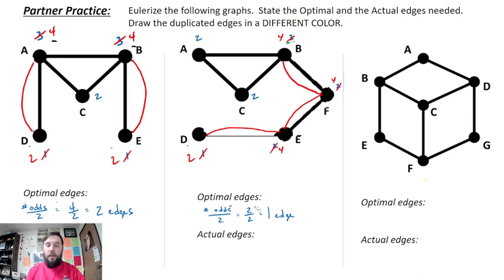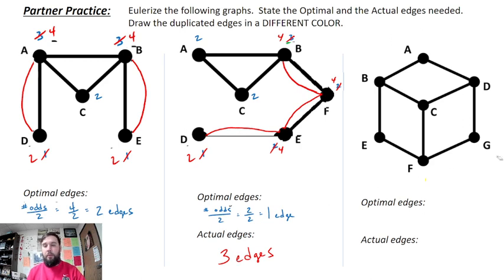The optimal number of edges was 1, but it actually took me 3 edges to get the job done. Okay. Sometimes you can get the optimal number of edges. Sometimes that's not the case. It may take you more.